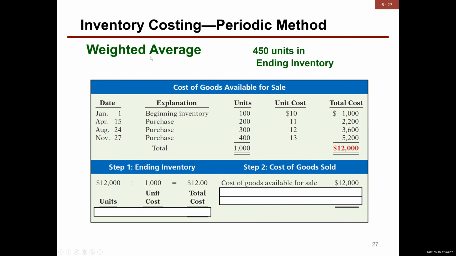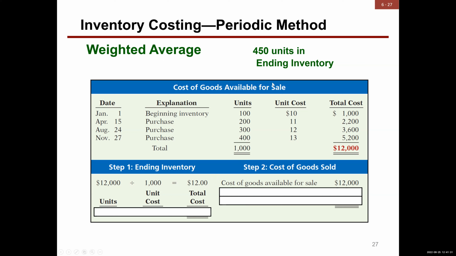Weighted average. I kind of like this one. It's kind of fun. What we have to do is find out the average cost. That's what we're going to assign to our units. For those 450 units, we're going to find the average unit cost and multiply it out, and we're done. So what is that? Well, the total cost is 12,000. And how many units is that? 1,000 units. So on average, our unit cost is $12.